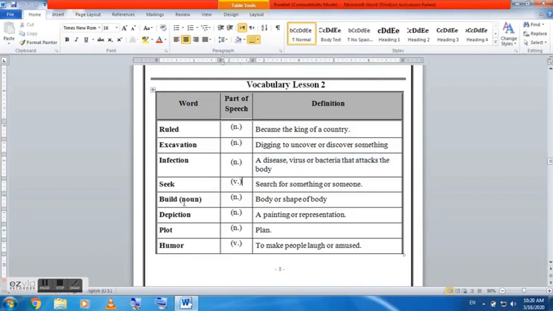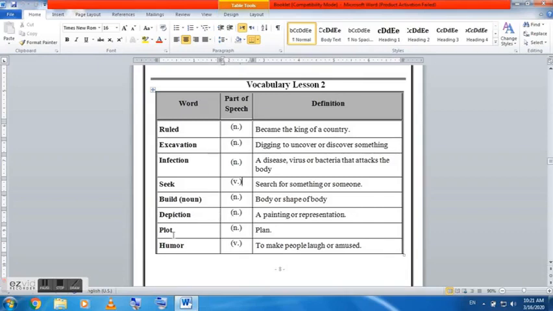Build as a noun is different from build as a verb. Build as a verb means to make something or to create it out of nothing, but as a noun we talk about the body or shape of a body. Then we have depiction, which is a painting or a presentation. So what is the difference between painting and representation and depiction? Depiction just must give you instructions on how to do.